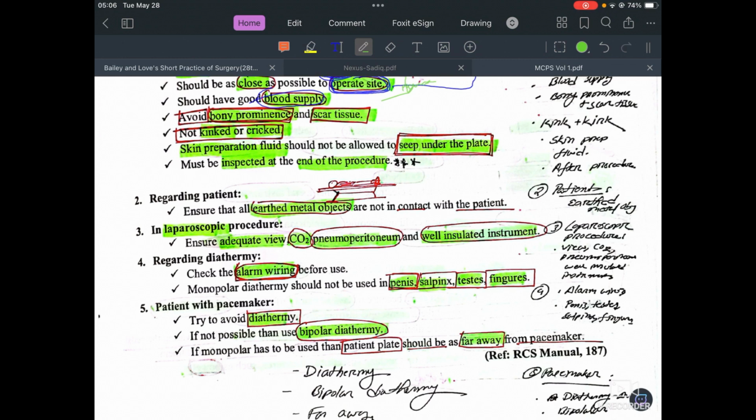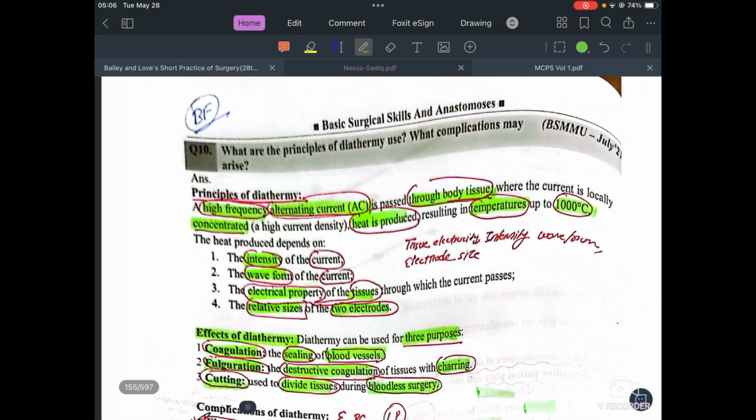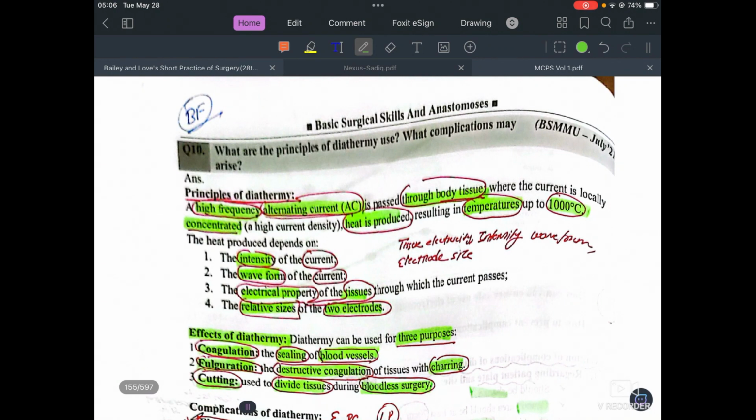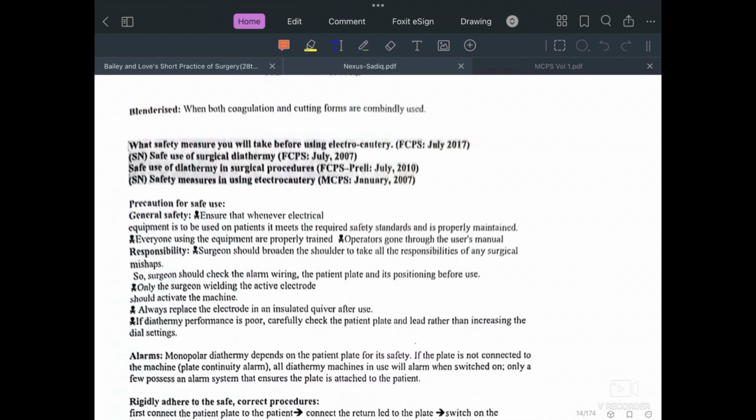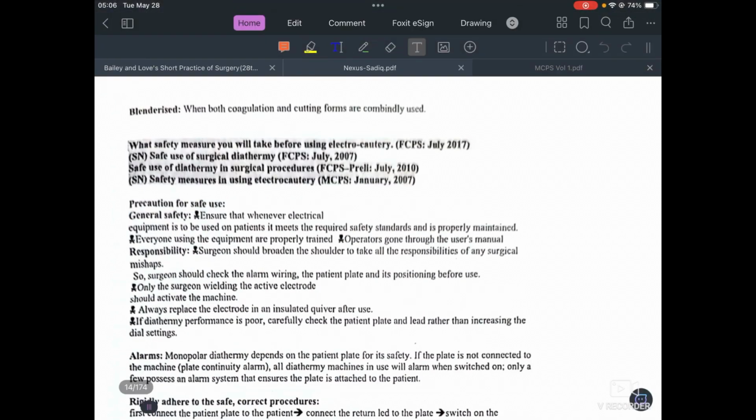So we have to follow the rules: if it has to be used, then it should be away from the pacemaker. Otherwise, it can create interference in the signal sending of the pacemaker.